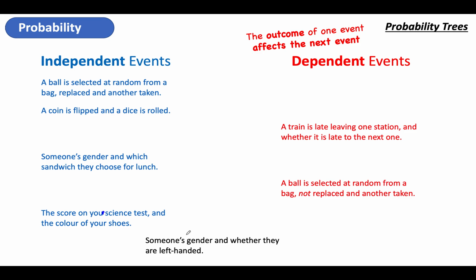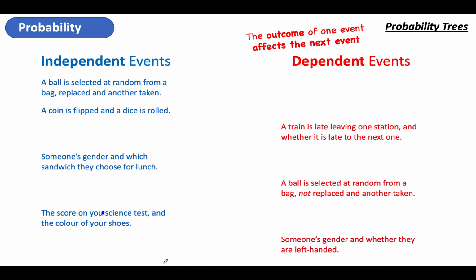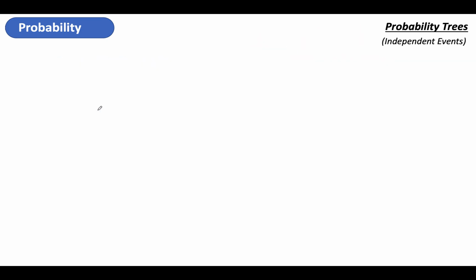Someone's gender and whether they are left-handed. Oh, now this one's definitely a little bit controversial. I looked this up. I thought this would be completely independent, but it turns out it's dependent, actually. You have a slightly higher chance of being left-handed if you are, well, I can't remember if it's male or female, but definitely one of them, you have a higher chance of being left-handed if you're one particular gender. I can't remember what the study said, but trust me, it was dependent. If you put independent, I'm not surprised, and a lot of people probably think it is independent, but apparently there is a slightly different probability for whether you're left-handed depending on gender.